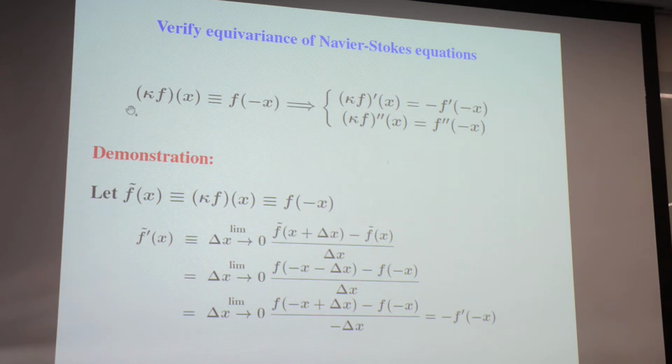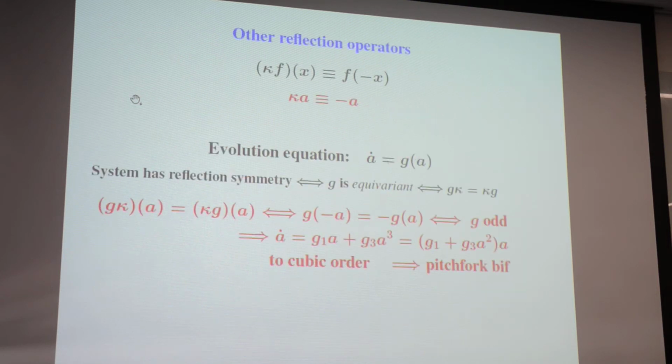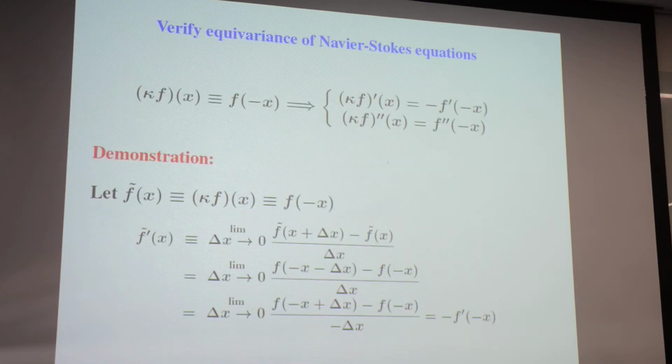We already defined a reflection operator on functions f of x like this. We just go fetch the argument over there. Okay, so everybody can see what that means. Now, what happens to derivatives under those circumstances? The derivative of kappa f is minus the derivative of the original function at minus x. The second derivative is the second derivative. Okay, and let us show this.